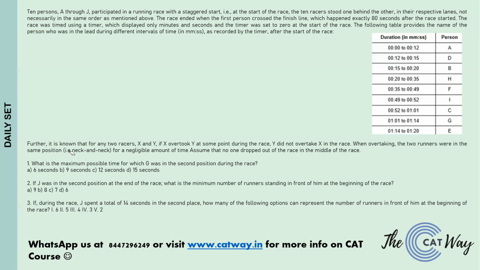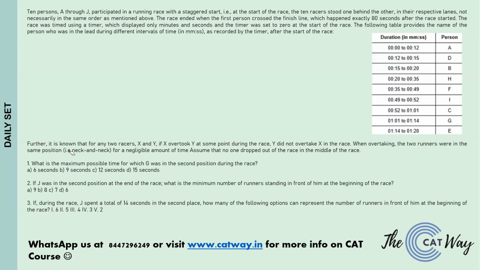We have seen that A was in the first position, and D overtook him after 12 seconds. Later on, each of B, H, F, I, C, G, and E would have overtaken D, because they all must have reached the first position at some point or the other. That means D cannot overtake B, H, F, I, C, G, E. Similarly, A cannot overtake D, B, H, F, I, C, G, and E. So this is the scene that we have.